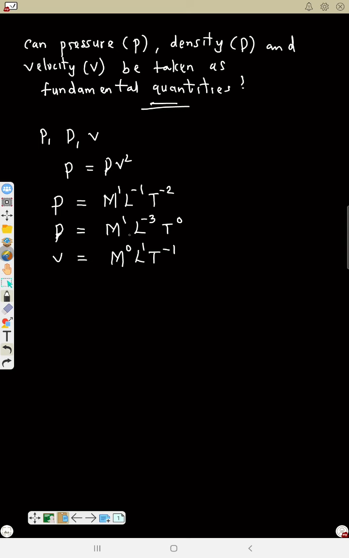So now we can check the determinant of their powers. So let's check the determinant of their powers. Now we have 1 minus 1 minus 2 for the pressure. Also we have 1 minus 3 0 for the density. So we also have 0 1 minus 1 for the velocity.